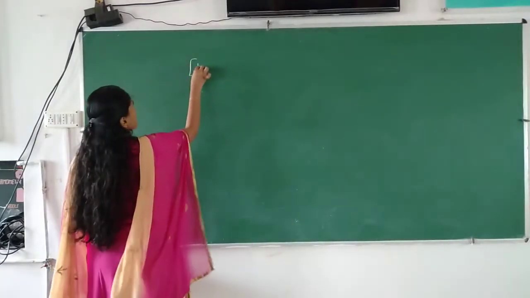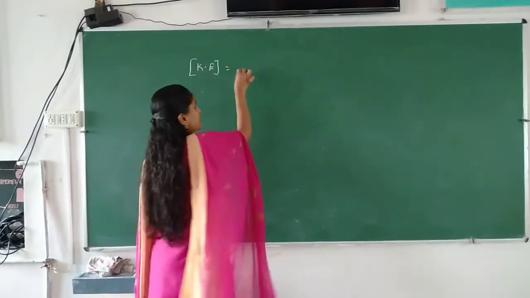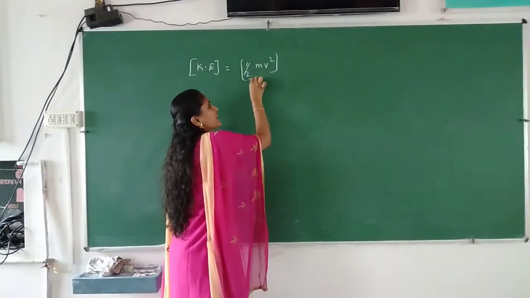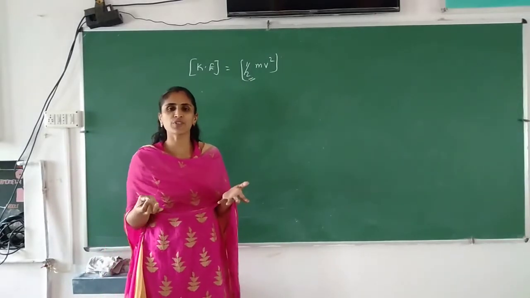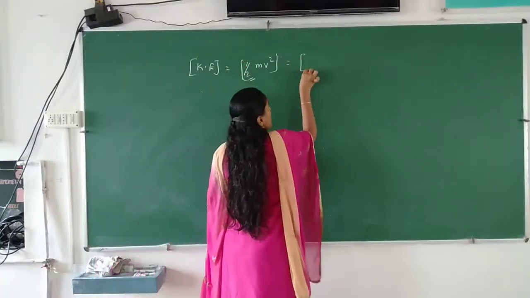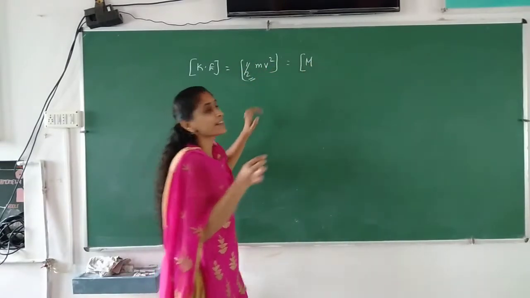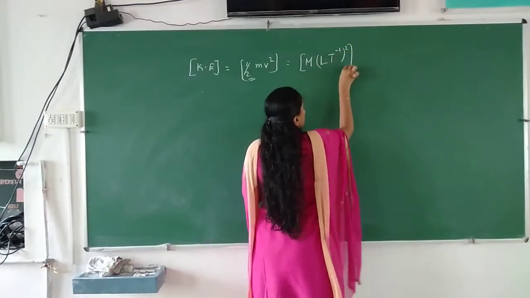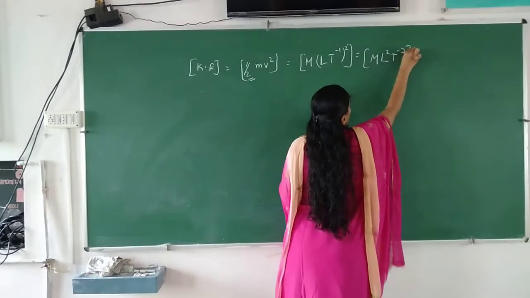When asked to find the dimension of kinetic energy, first you should know the formula. Kinetic energy is equal to half mv square. Here there is no need to consider this half, because half is a numerical value and has no dimension. So you can write it as m. The dimension of m is mass. The dimension of velocity is L t raised to minus 1. The whole square, so you will get m L square t raised to minus 2. So that is the dimension.